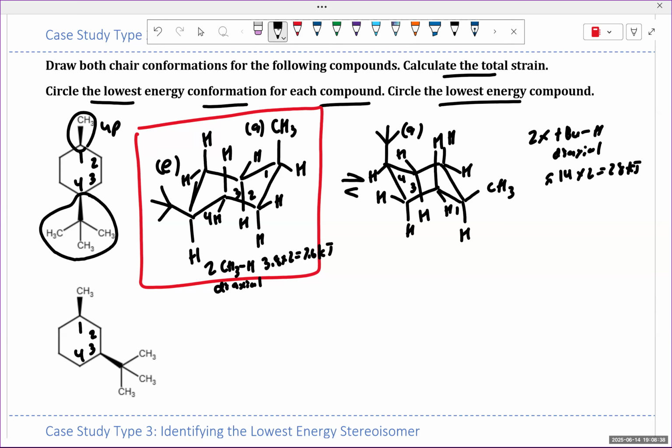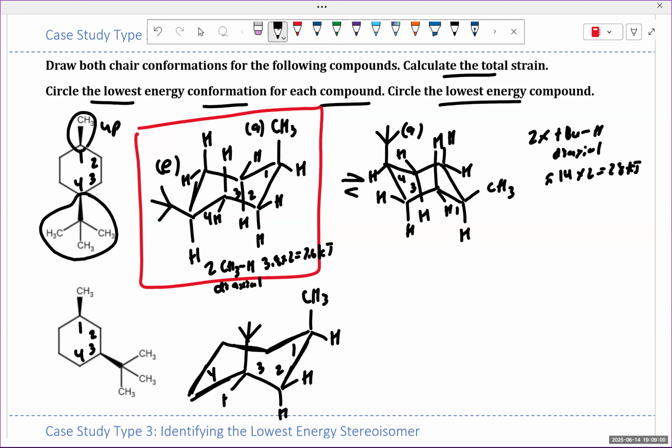Let's look at structure number 2 now. Filling in our chair conformations. One, 2, 3, 4. Carbon 1, the methyl group is still pointing up. Carbon 2 has hydrogens. Carbon 3, the tert-butyl group, if it's pointing up, it's axial. And this is pretty bad because we have, in this case, not just 1,3 diaxial interactions between a group and hydrogen, we also have the tert-butyl and methyl group. So we have a tert-butyl methyl diaxial interaction.